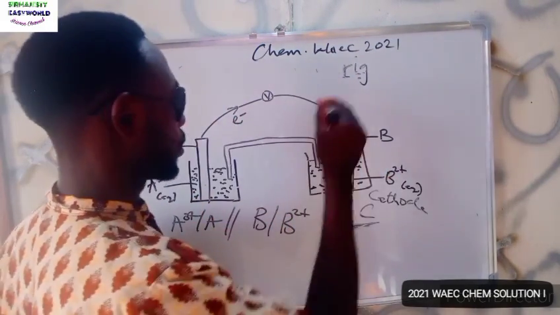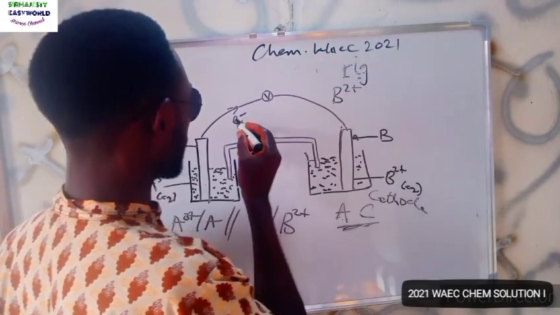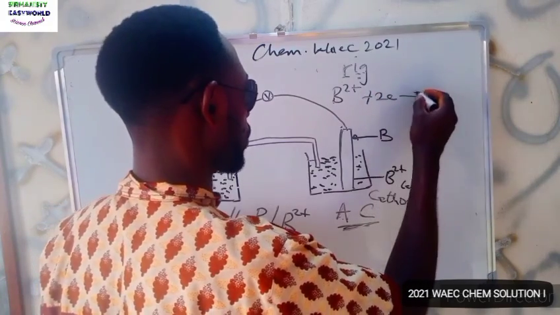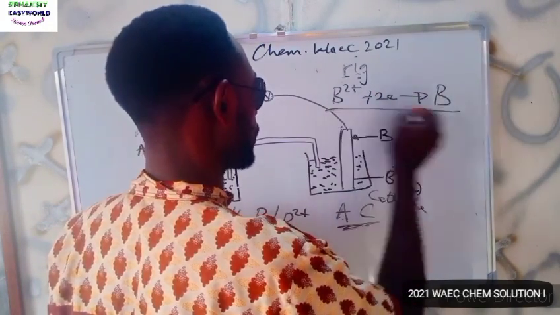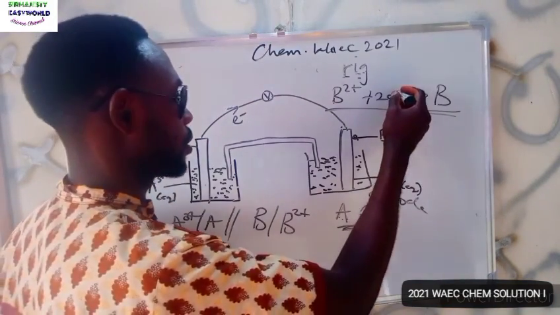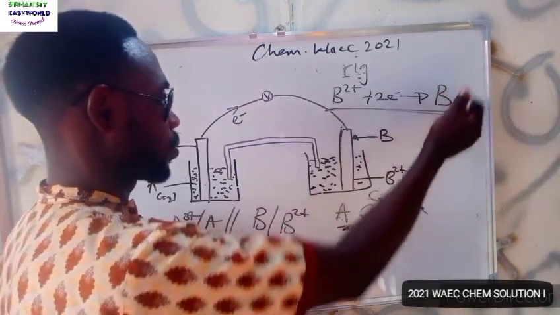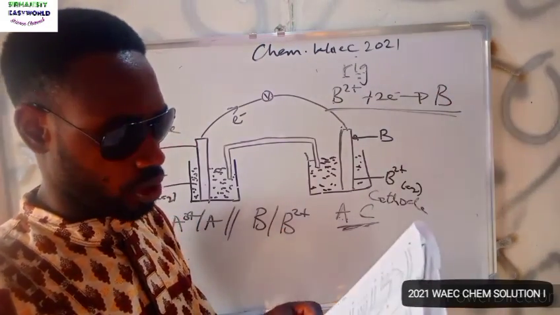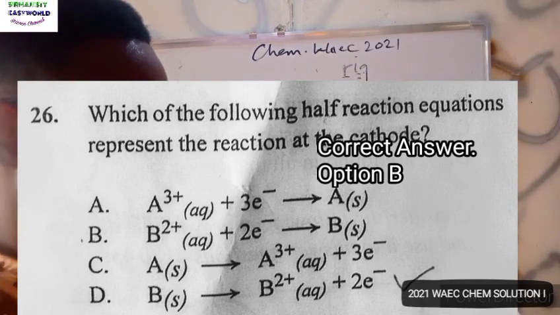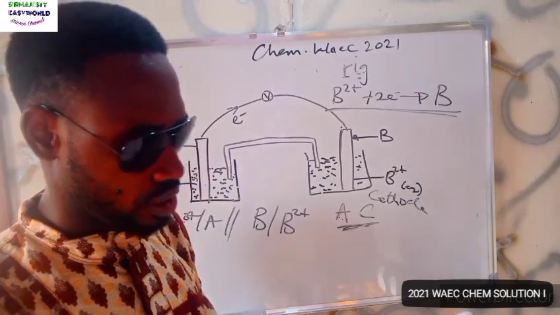That means when this electron arrives, the equation is simple. This is the ion remaining, B plus. When the electron arrives here, it will accept the two electrons to become reduced to B. So this should be the equation happening at the cathode. This is reduction. This is electron. So when it is 2 plus, it will gain 2 electrons to become reduced. And that is option B. So option B is the correct answer to question number 26.